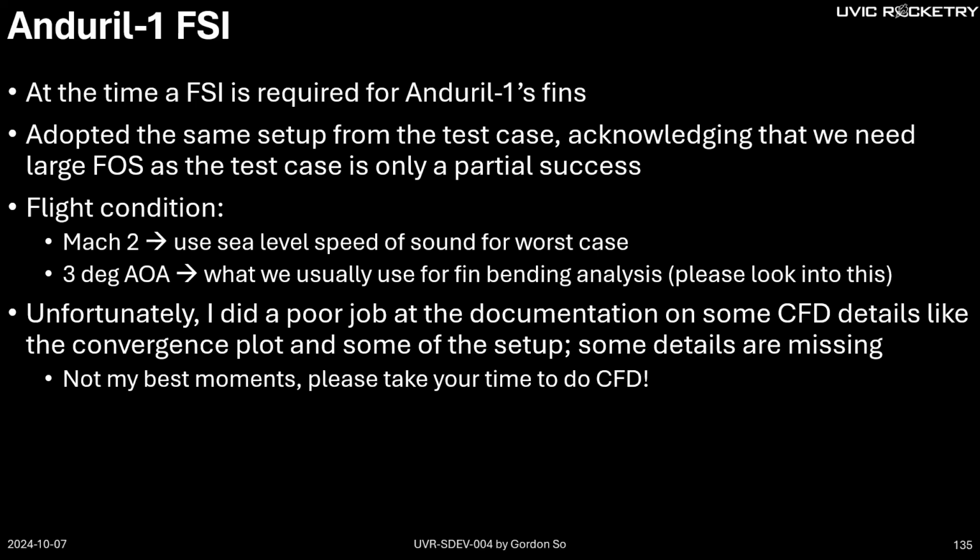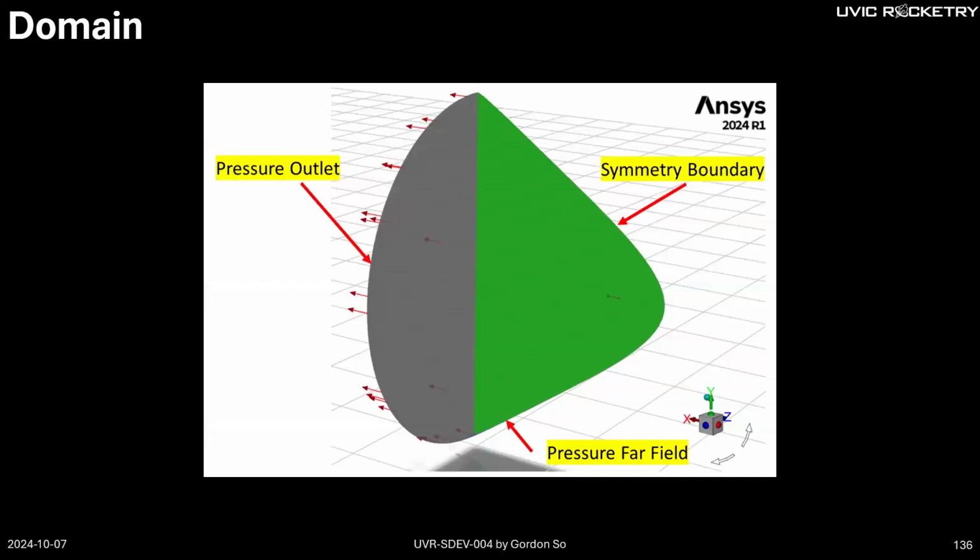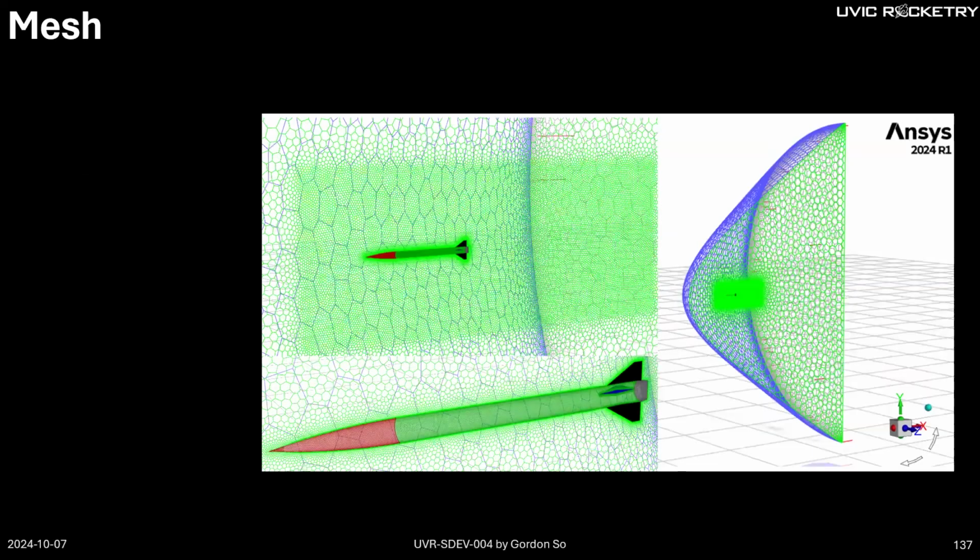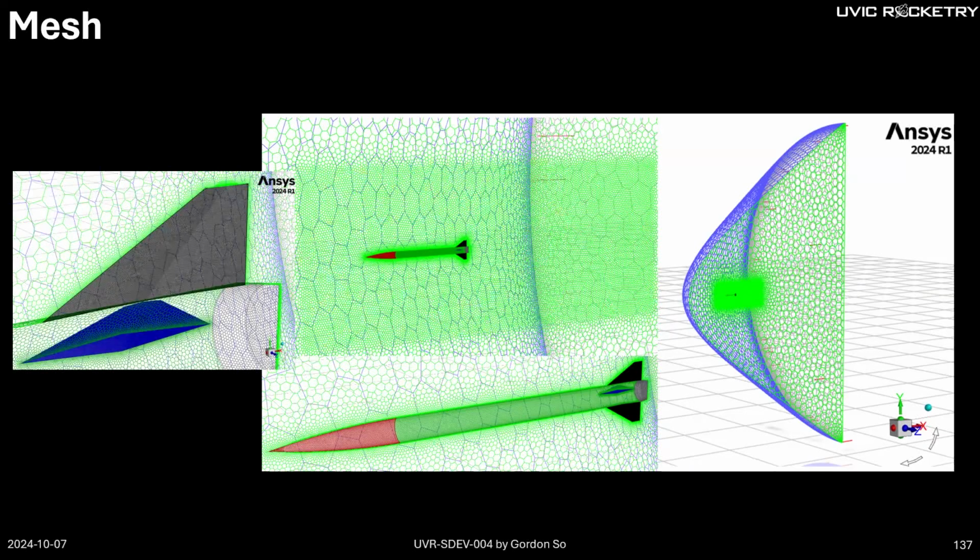Again, I don't know why I missed some key documentation, like the convergence plot. Not my best moment. So make sure you do all your documentation and take your time with a CFD. This is what the domain looks like, basically the same as the NASA test case. This is the mesh, again really similar, with some small adjustments for the actual rocket, because our rocket is slightly longer and bigger. And this is a close-up on the fin refinement.